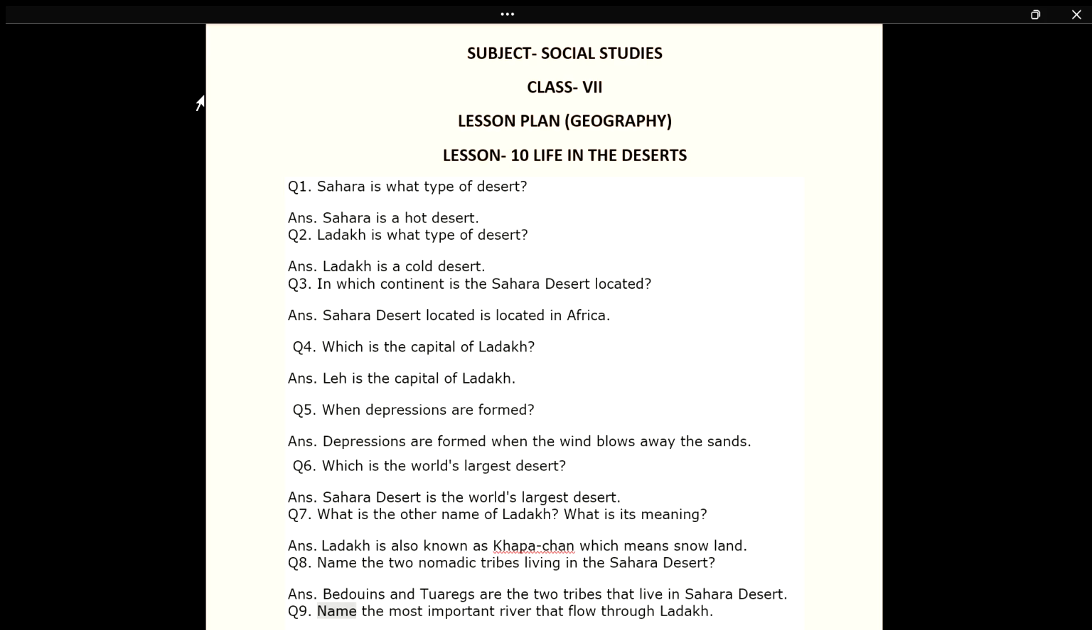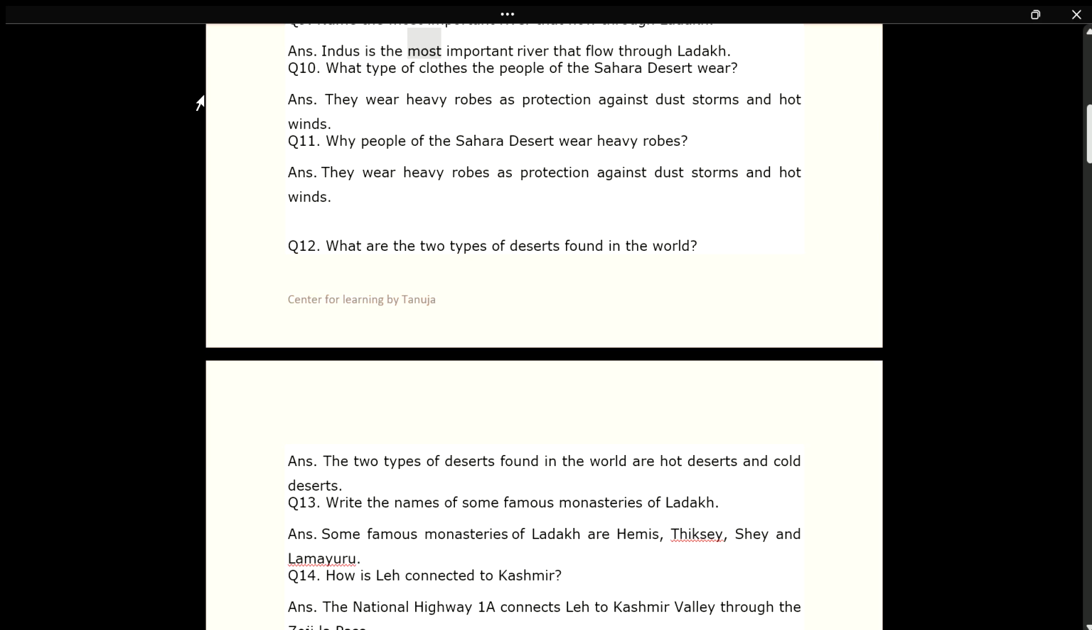Q9. Name the most important river that flows through Ladakh. Ans. Indus is the most important river that flows through Ladakh. Q10. What type of clothes do the people of the Sahara Desert wear? Ans. They wear heavy robes as protection against dust storms and hot winds.